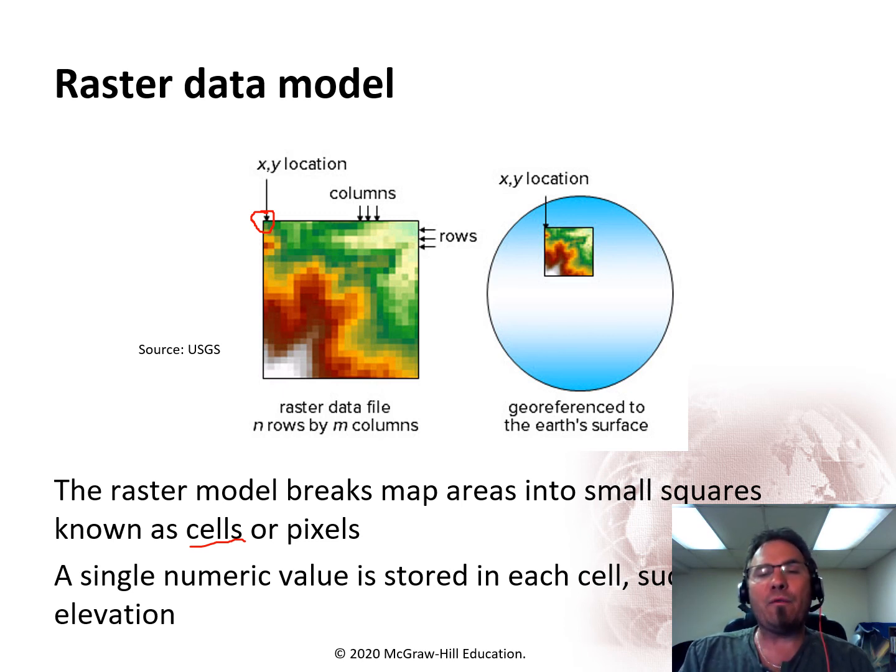So the thing that really makes rasters different from vectors is the fact that each cell value only gets one and only one value. Okay, so for every cell, there's one elevation value. For each cell, there's one precipitation value. We're going to go into this in great detail.